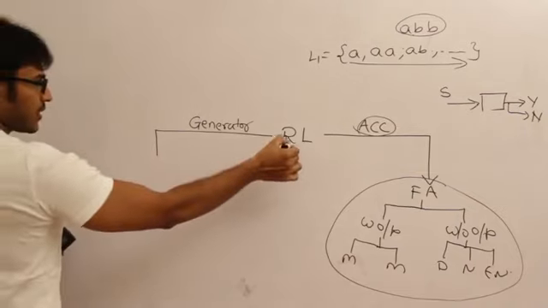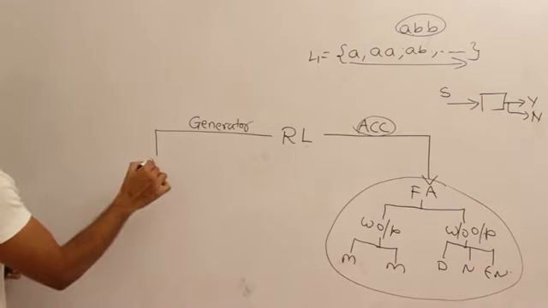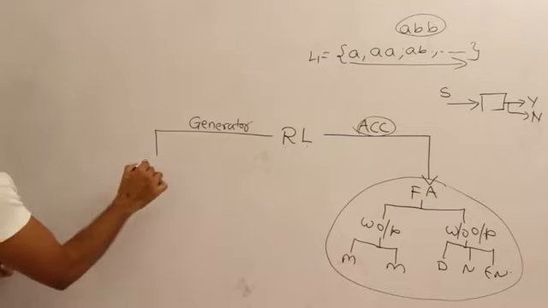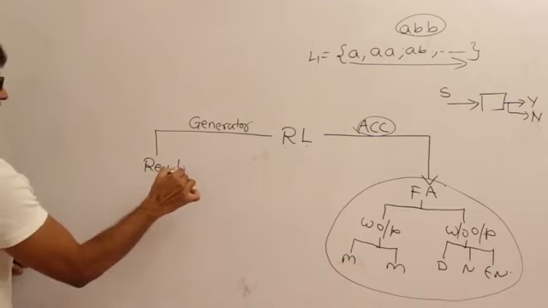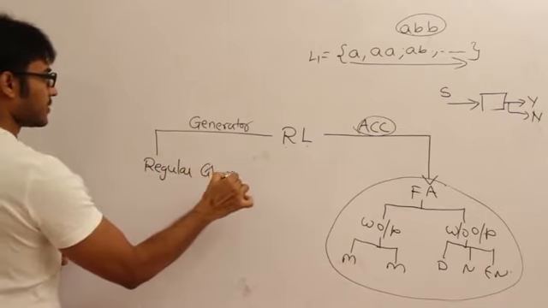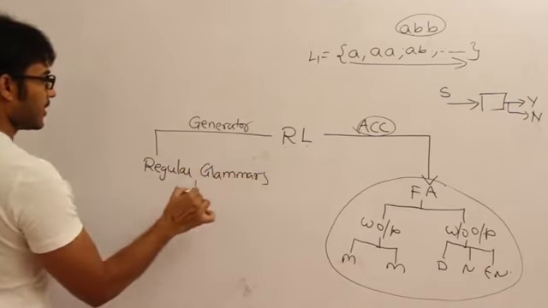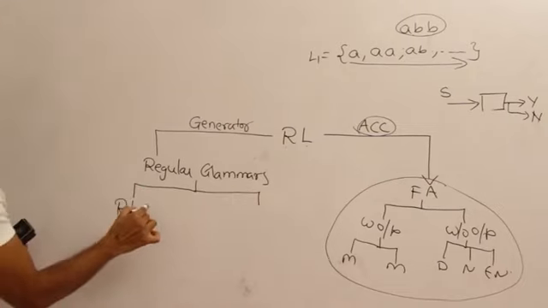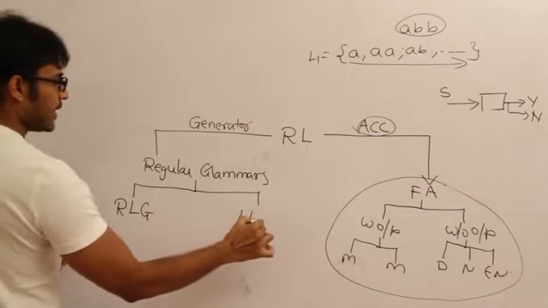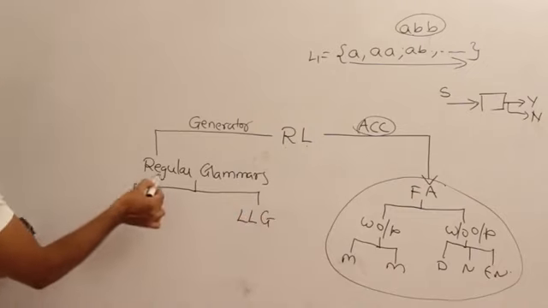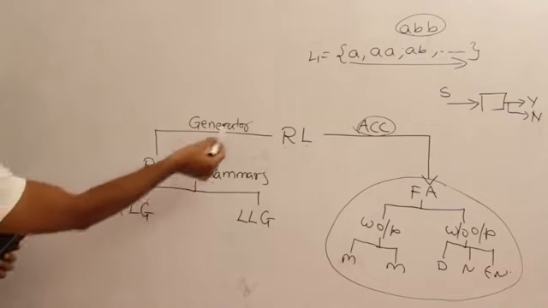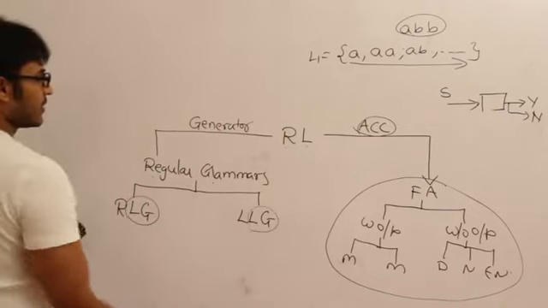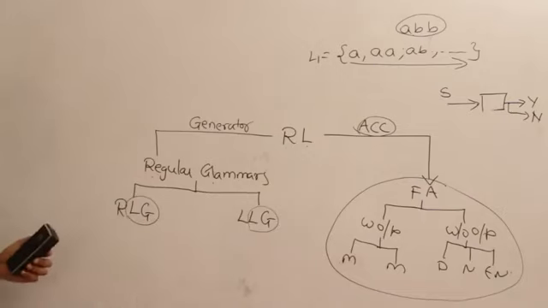So in case of regular languages, the grammars which generate regular languages are called regular grammars. And regular grammars are of two types. One is right linear grammar and the other is left linear grammar. So remember this, regular grammars generate all the regular languages. What a linear grammar is and all, we shall see later.